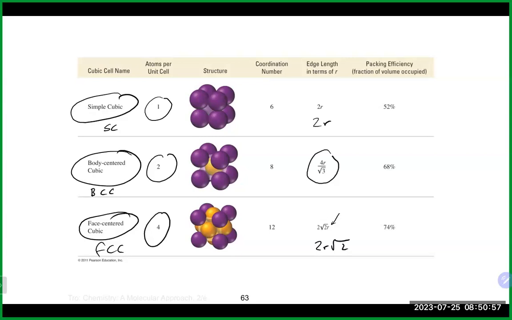You can see there are a lot more atoms involved with face-centered, so you have a much higher coordination number because you get a lot more atoms in contact with each other. Simple cubic, which has just one atom, has a much lower coordination number. We also see that the packing efficiency is much higher in face-centered, again because you have a lot more atoms in contact with each other, so they're able to get in there pretty tight.